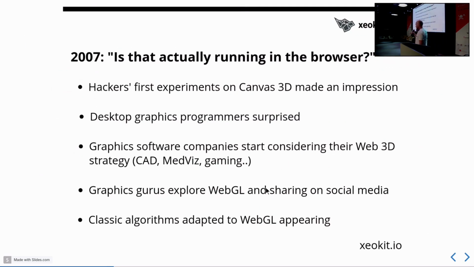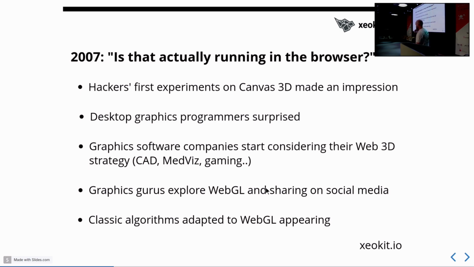As hobbyists and experimenters came out with their Canvas 3D experiments, people were looking at that and just going, wow, is it actually running in the browser? Is that an animated GIF? Oh, no, I can actually interact with that. I can rotate that. Desktop graphics programmers were a little bit surprised, because the browser was not really taken very seriously. The largest graphics software companies started considering their options. Everyone knew that the web was going to take over everything, but now the big companies were thinking it's actually going to happen, and we can put our products on the web.